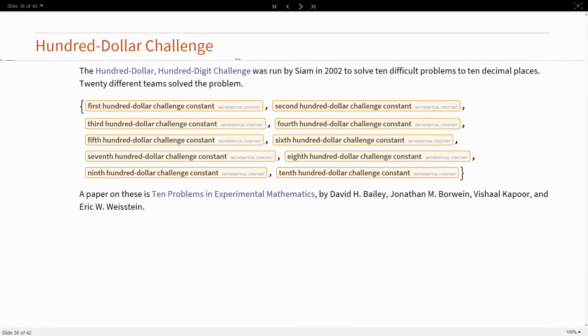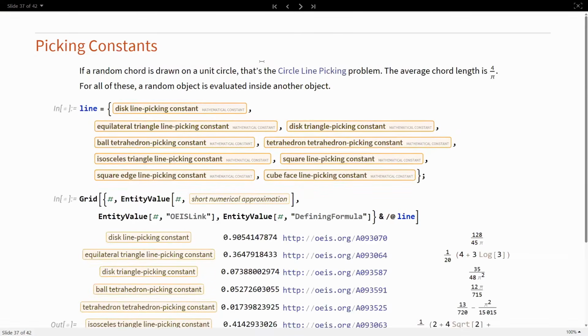The $100 100-digit problem was something I got the chance to work on back in 2002, and there's a good paper on these 10 problems in experimental mathematics. It turns out that 20 different teams solved all 10 problems perfectly, so the prize was awarded to all 20 teams. I was part of the Wolfram team, but I don't know what happened to the money in that. I think that must have gone to Michael Trott, since he was the one who solved, I think, 8 of the 10 problems.